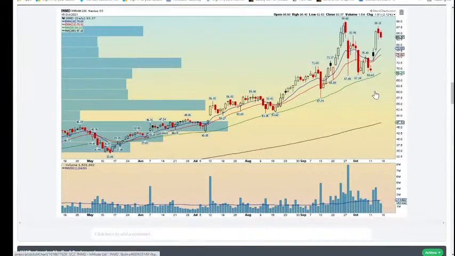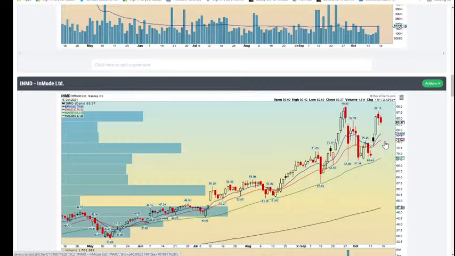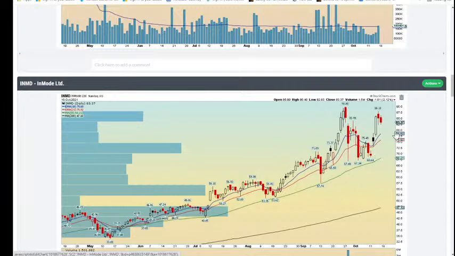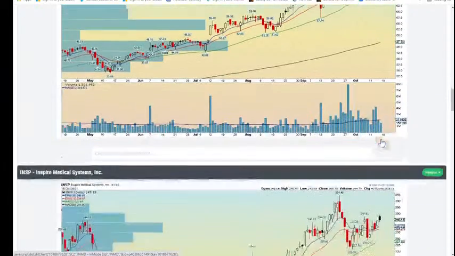So Inmode, this has been a great winner for us. We're still in it. I'll show you in our portfolio. It's a little bit more volatile, but it held that 67 to 68 area really well, and then just bigger volume moving up. So I'm kind of forming this cup, nice flag. I'd like to see this flag out a little bit, maybe before earnings.